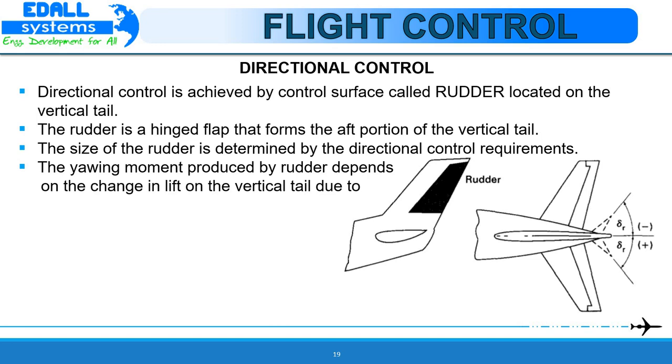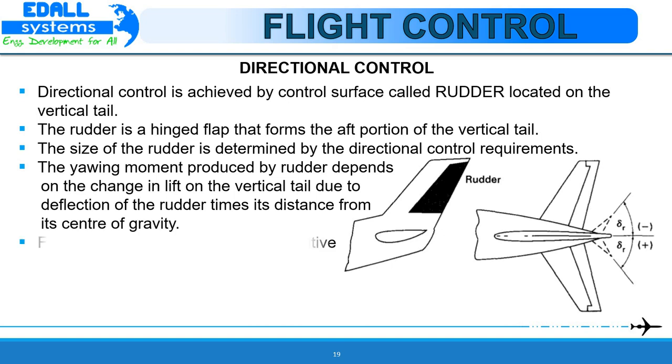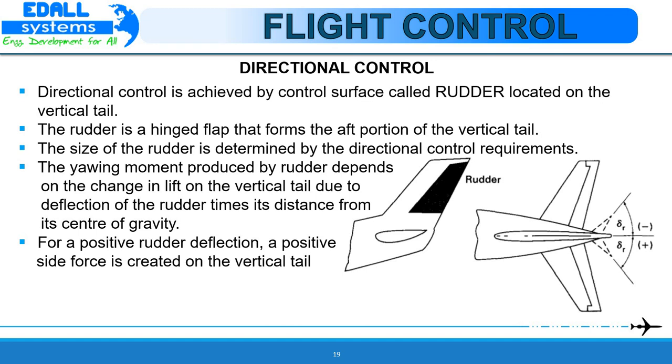The yawing moment produced by the rudder depends on the change in lift on the vertical tail due to deflection of the rudder, times its distance from the center of gravity. For a positive rudder deflection, a positive side force is created on the vertical tail, producing a negative yawing moment.